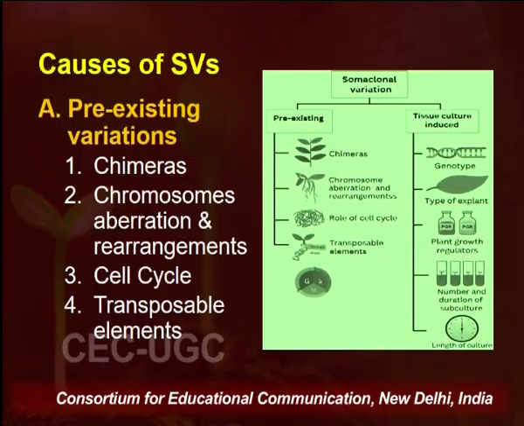And the fourth is the transposable elements. These are short DNA repeats which are mobile in nature, and therefore they are also called jumping genes. And whenever these elements are activated in the plants, either due to any kind of stress or any kind of variation in the conditions, they also lead to such somaclonal variations.